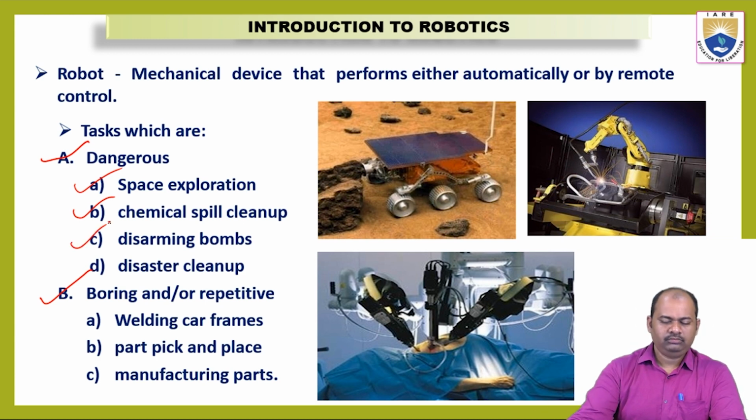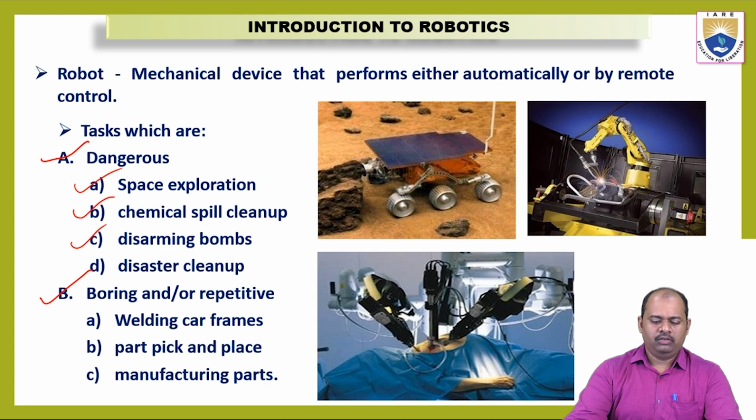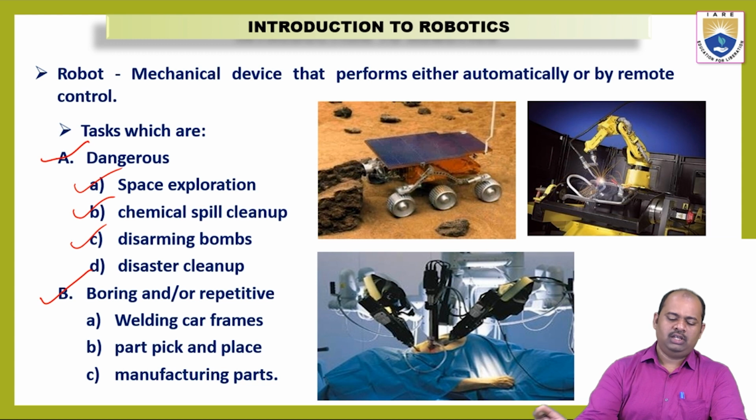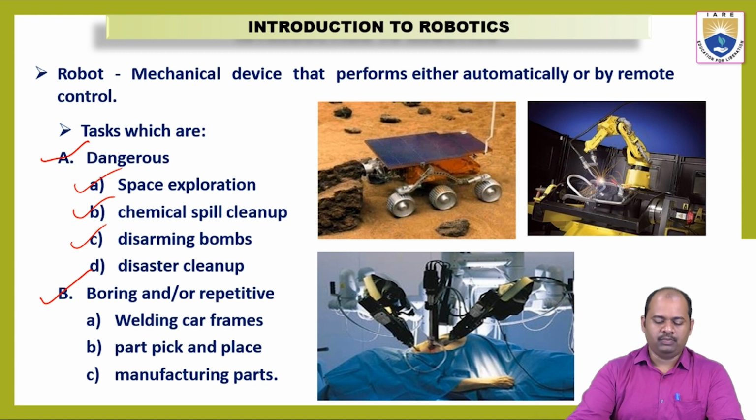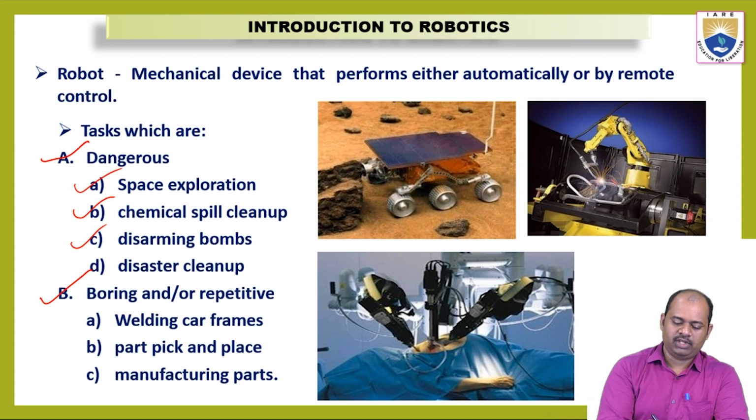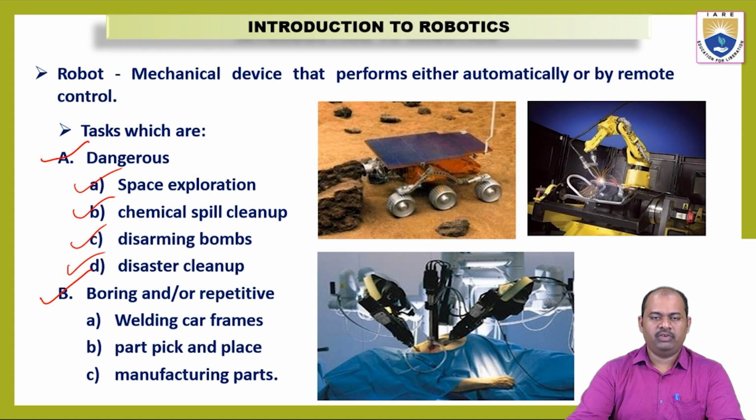And then disarming bombs. We already know that robots are being used in the military, which are mobile robots, and they can be used for disarming bombs. Okay, because while defusing bombs it may explode and cause damage to human beings. They can kill sometimes. And then disaster cleanup. Sometimes due to earthquakes or cyclones, some disaster will happen. Buildings may collapse during earthquakes.